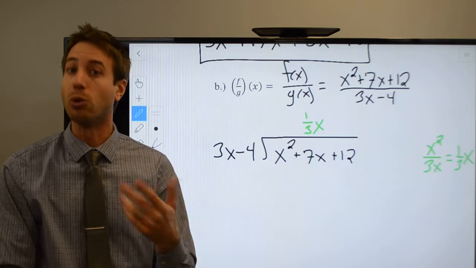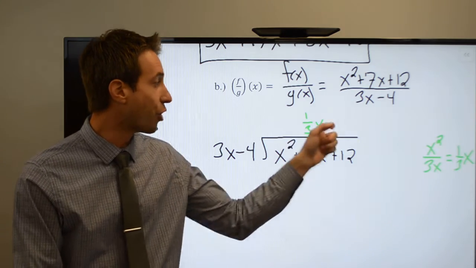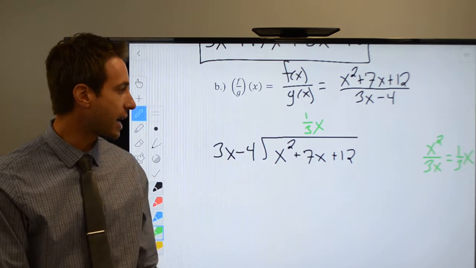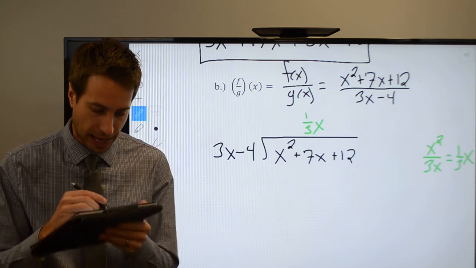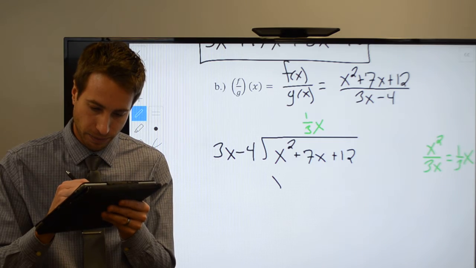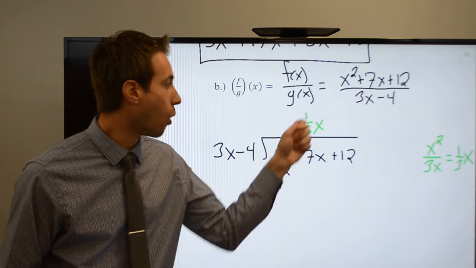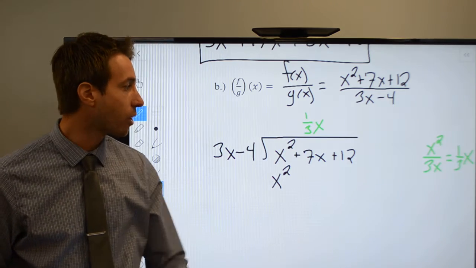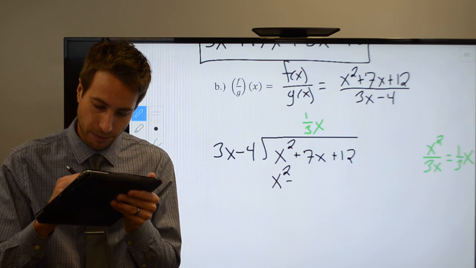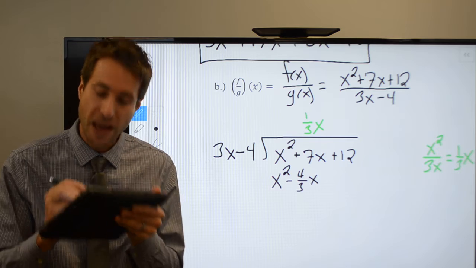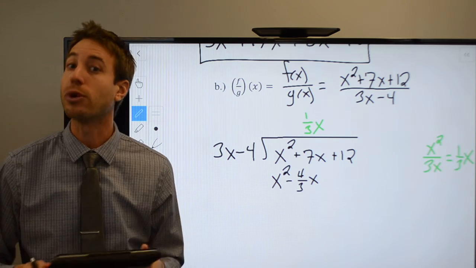Now step 2, multiply. 1/3 x times 3x. Well, the 3's are going to cancel each other out. x times x is x squared. Okay, 1/3 x times a -4 is going to be minus 4/3 x. Right. That's multiply. Step number 3, subtract.